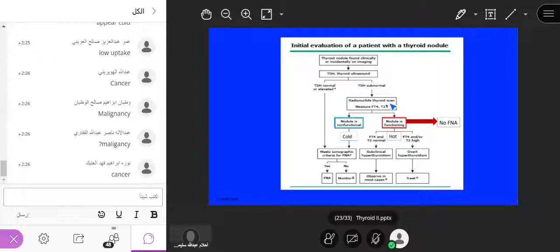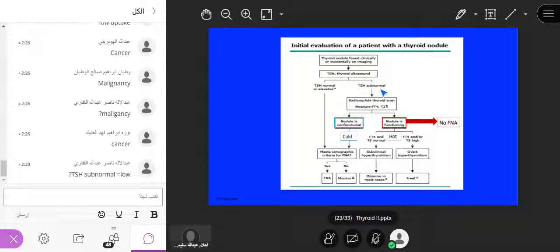But if the nuclear scan shows you a cold nodule and the hyperthyroidism is due to another reason, Graves' disease or something else, then we do biopsy the cold nodule if it meets the FNA criteria. Is that clear? So the first thing is TSH subnormal means low. Yes, subnormal, below the normal, suppressed. Suppressed TSH means hyperthyroidism, at least primary, if you think of it.